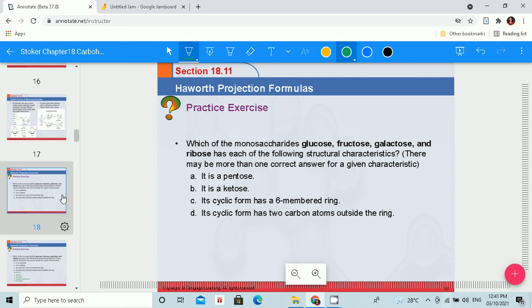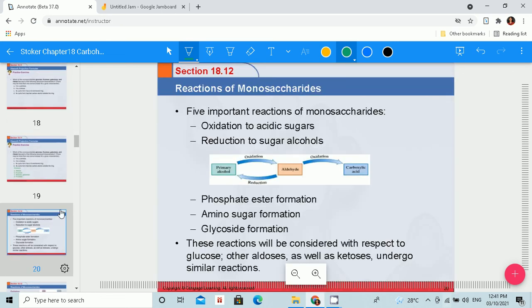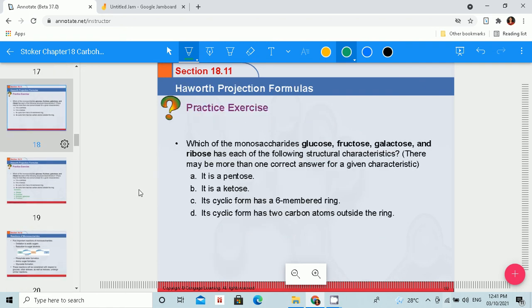So, let's go. Now this time, each of the monosaccharides, glucose, fructose, galactose, and ribose has each of the following structural characteristics. So this will be your work and activity. Now let's answer. It is a pentose. When it's a pentose, that is ribose. It is a ketose. When it's a ketose, then it's fructose. Its cyclic form has a six-membered ring. That could be glucose or galactose.